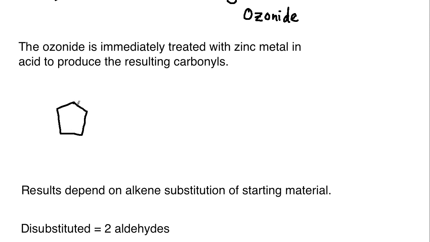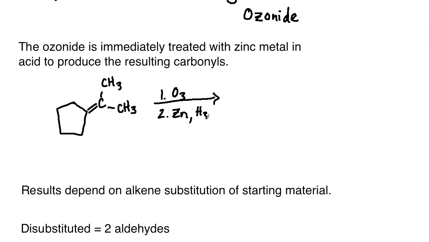So if I have an alkene, and we're going to go ahead and say that this alkene is attached to a ring, and then we also have just a carbon with some methyls coming off here, right? So here's our alkene, and this alkene is exposed to ozonolysis. So in the first step, I treat it with ozone, and then in the second step, I make sure that I add zinc metal, and I also make sure that there are acidic conditions present.